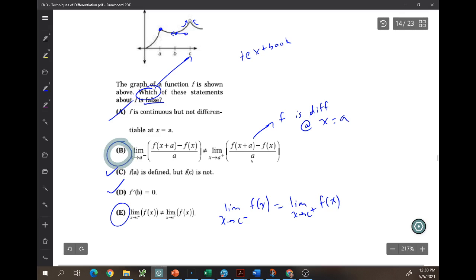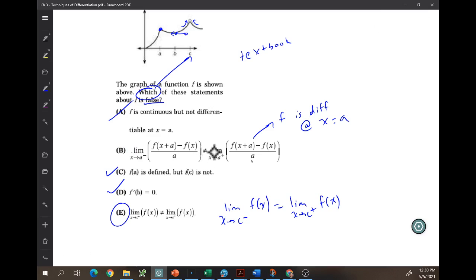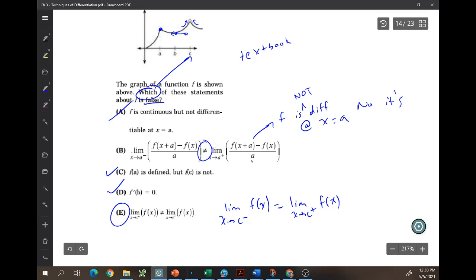Oh, you know what? No, I just misread this. It is b. B, it says is not equal to. Yeah, they're not equal. That's true. So f, this is saying, is f differentiable? No, it's not. But when we see the not equal to sign, they're saying it's not. So this is actually saying f is not differentiable because it's the not equal sign. I just misread this. So that one is false. That one is, or sorry, true, true, true, true. And then this E is the false answer.